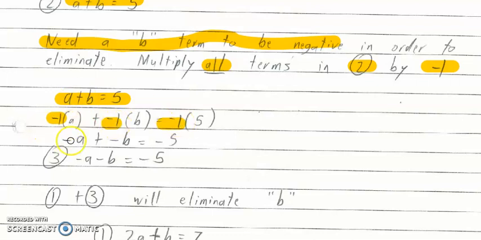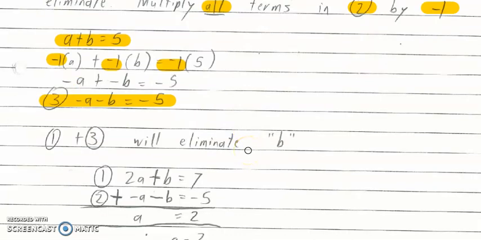So negative 1 times a gives me negative a. Negative 1 times b gives me negative b. Negative 1 times 5 gives me negative 5. So it's negative a plus negative b. But that's not really the best way to write it. We would write it as negative a take b. Now I have a third equation. See how I've labelled it equation 3. Equation 3 is negative a take b equals negative 5.